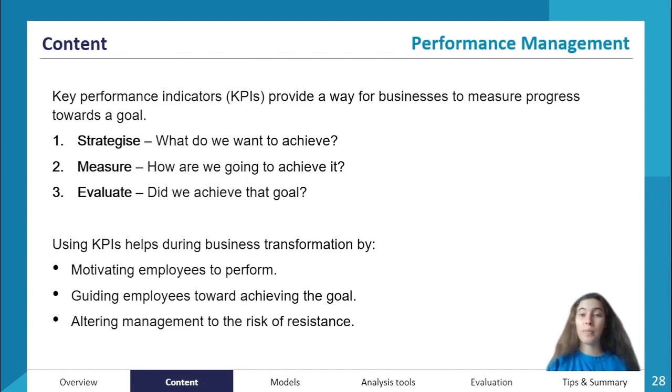So using KPIs during business transformation can be really helpful for a lot of different reasons. It can motivate employees to perform. You've got a key performance indicator that they are trying to work towards meeting. It can also just guide employees towards achieving the goal. So, not only about motivation, but also just giving employees a direction. They know what the broader organization is hoping for, and they can work towards that. And then also alerting management to the risk of resistance as well. That is something that will come through if different employees don't strive to meet KPIs, then that is perhaps going to be a bit of a signal that they aren't aligned with the overall direction that the business is heading.